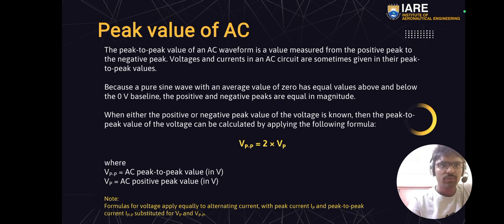Here V peak to peak is the AC or alternating peak to peak value, and VP is the alternating peak value. Note, the formulas for voltage apply equally to alternating current, with peak current and peak to peak current substituted for voltage peak and voltage peak to peak.